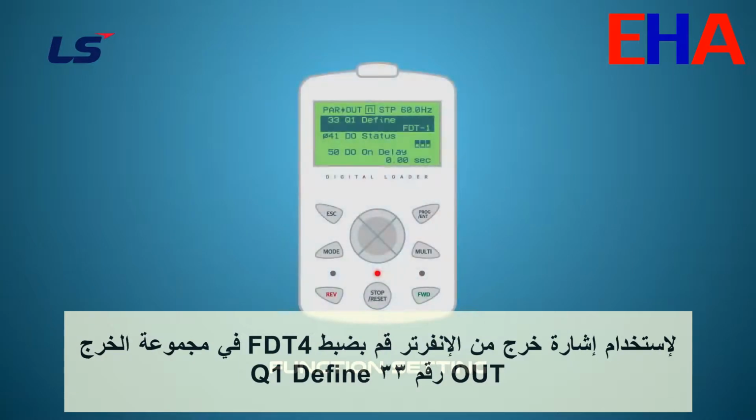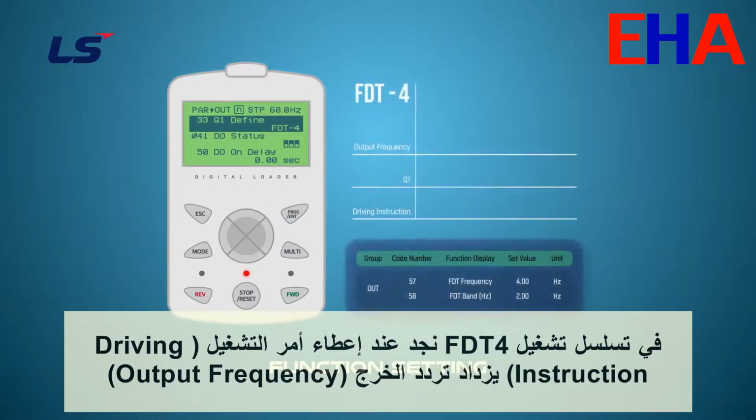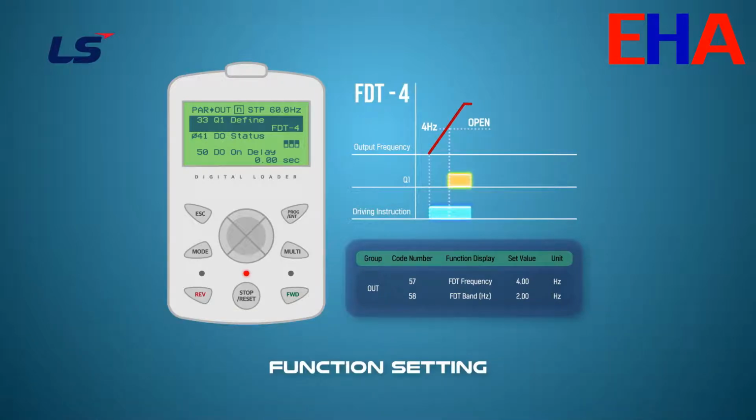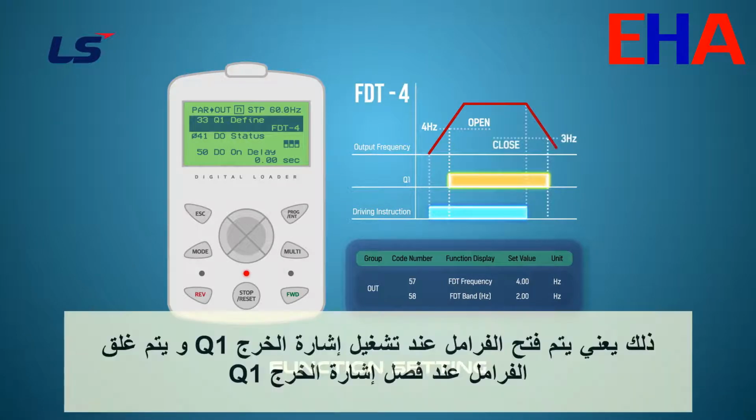We use output signal, so set FDT4 at outgroup 33 Q1 define. In the operation sequence of FDT4, when the operation command is on, the output frequency increases. When the output frequency reaches 4 Hz, output signal Q1 turns on. After the operation command is off, the Q1 output is off at 3 Hz. These mean that the brake is opened when the Q1 is on and closed when off.